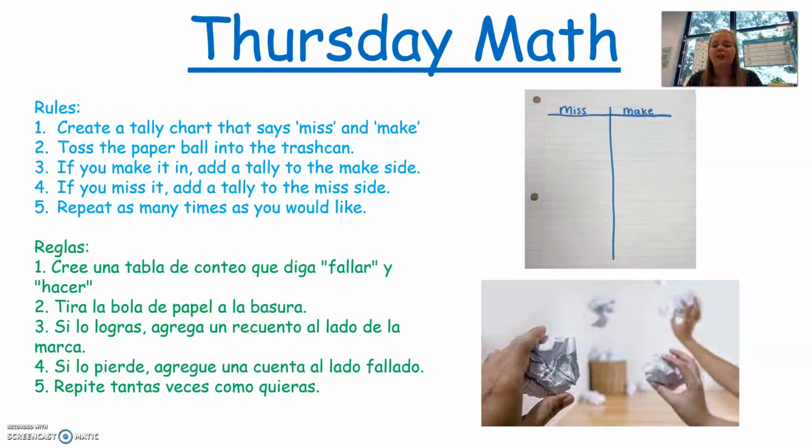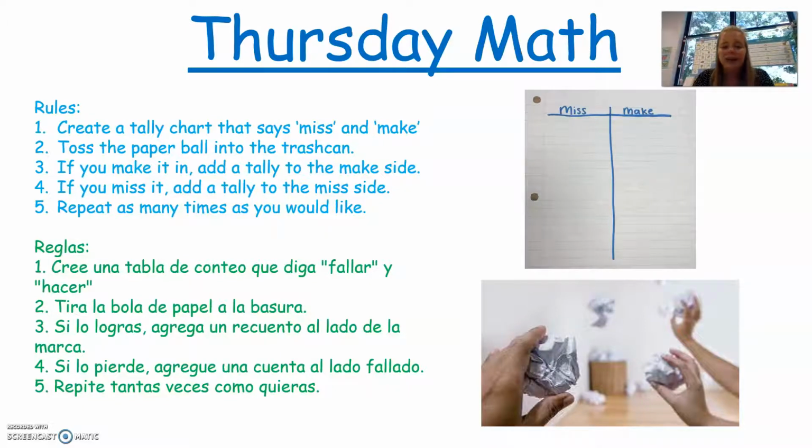Step 2 is you're going to get to toss your paper ball into the trash can. If it makes it in, you put a tally on the make side. If it doesn't go in and you miss the trash can, then you add a tally to the miss side. And you're going to do this as many times as you would like, okay?